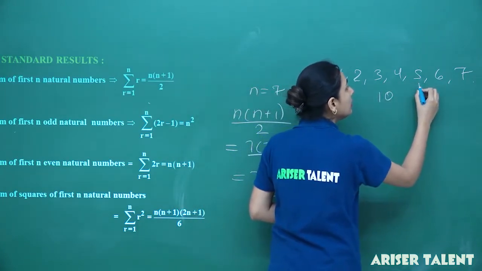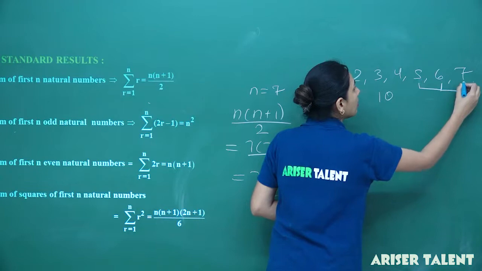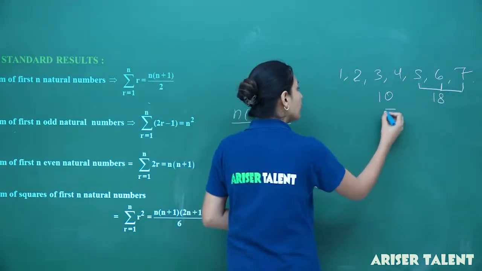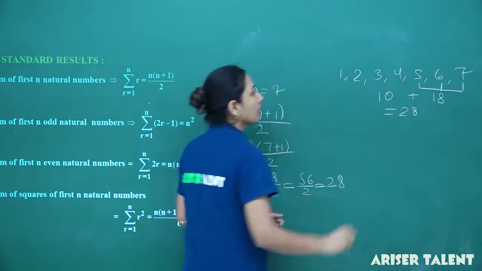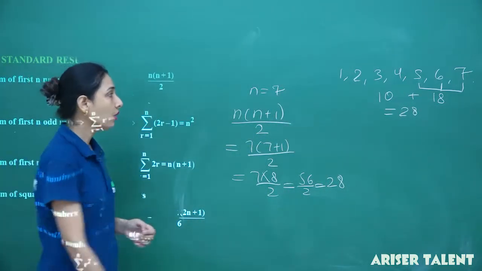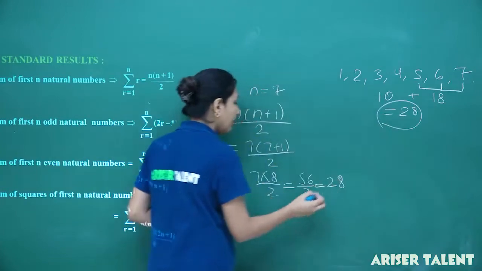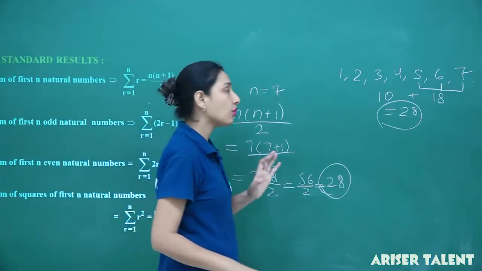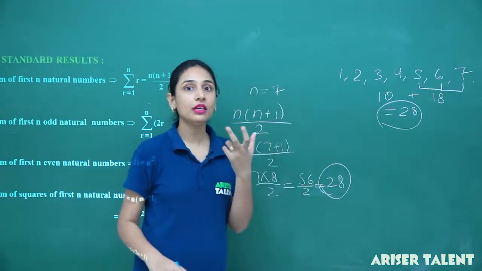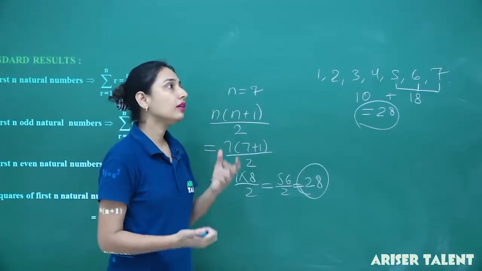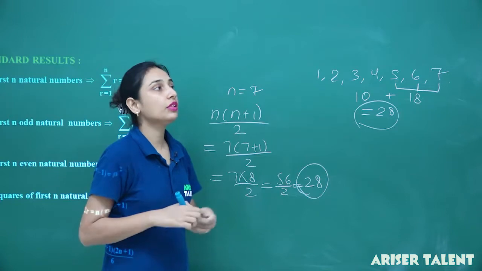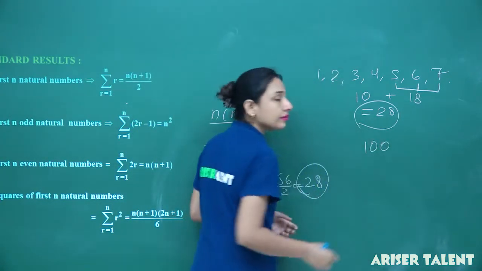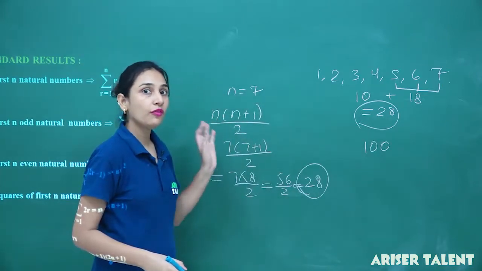Okay. Now these, okay, so it will give you 28, right? Now this is 28 and from the formula you are also getting 28. So it will be like this only. If you are now given a question like find the sum of the numbers till 100, okay, from 1 to 100.